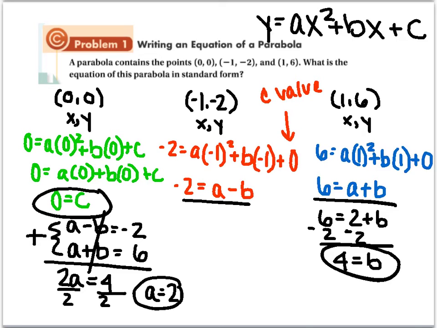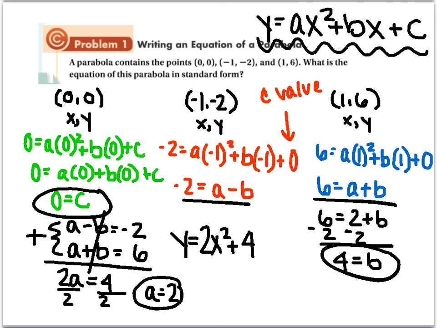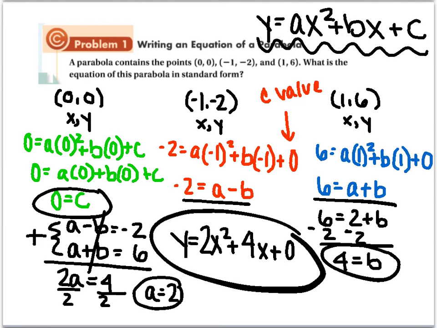Now we can write our standard form of the equation. Here's standard form up here. So y equals a, we have it. X squared plus b, we found that. C is 0. You can write plus 0 if you want to. Do you think you need it? No. If you don't want to write plus 0, you don't need it because it's just a 0. So there is your standard form.